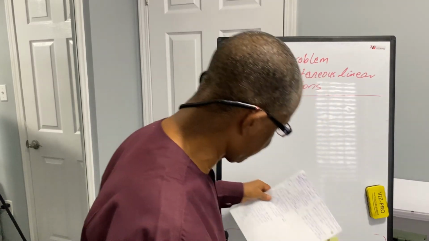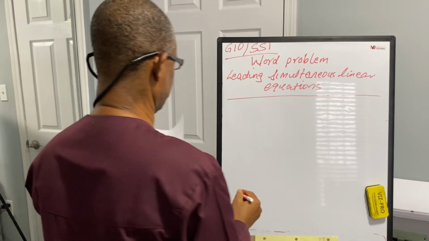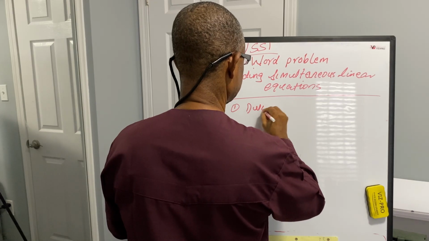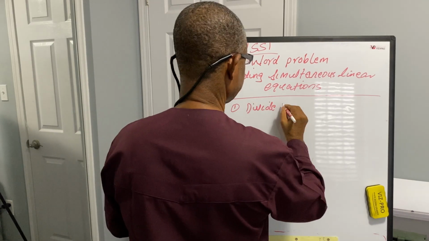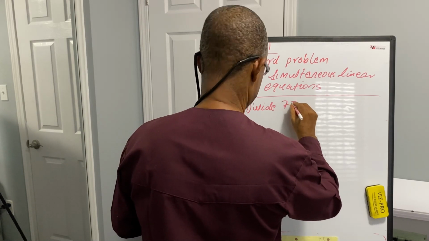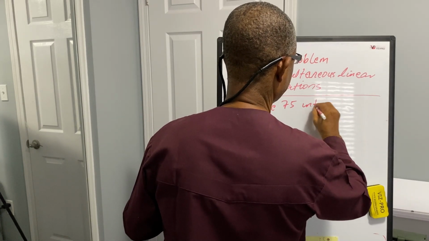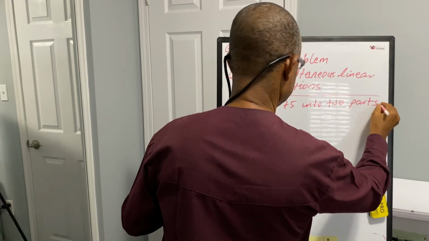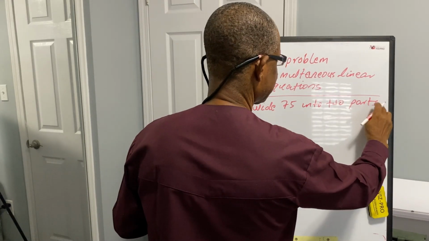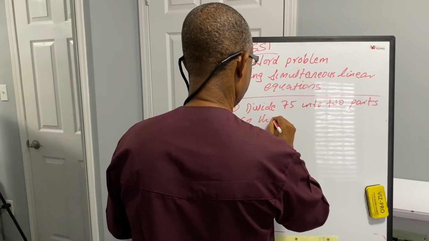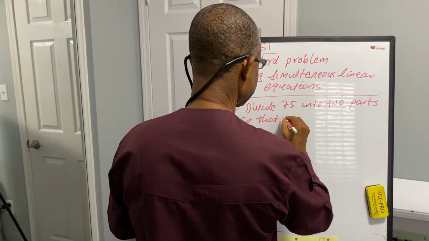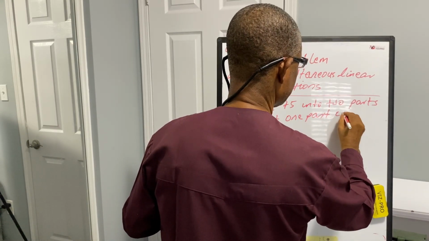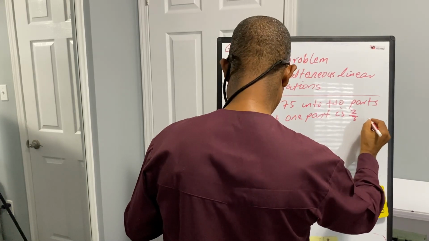Let us take this very question where we are told to divide $75 into two parts, so that one part is 2/3 of the other.